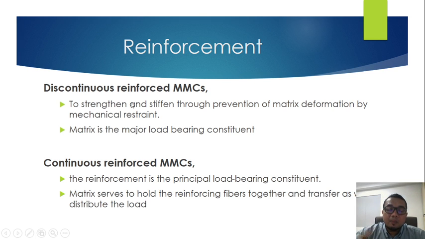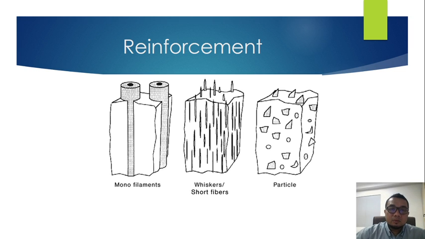This is what you get. For continuous reinforced MMC, the reinforcement is the principal load bearing constituent. The matrix serves to hold the reinforcing fiber together and transfer as well as distribute the load. So if you use continuous reinforced MMC, such as fiberglass and so on, you can look back at my first lecture on what discontinuous and continuous reinforced are. So this is the type of reinforcement that we use.